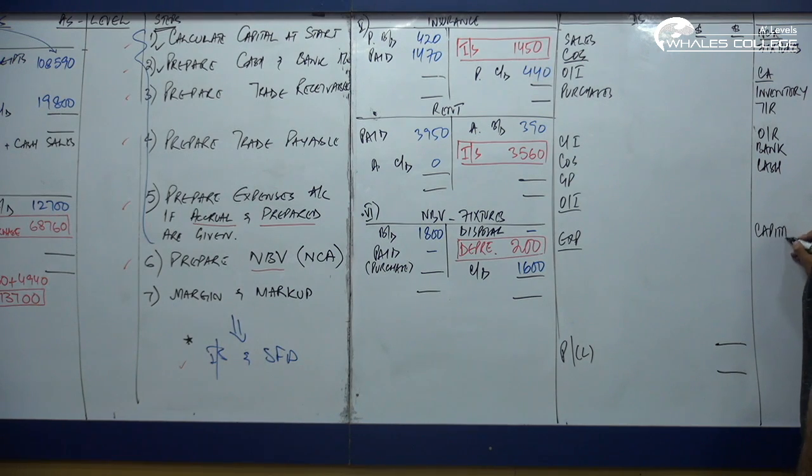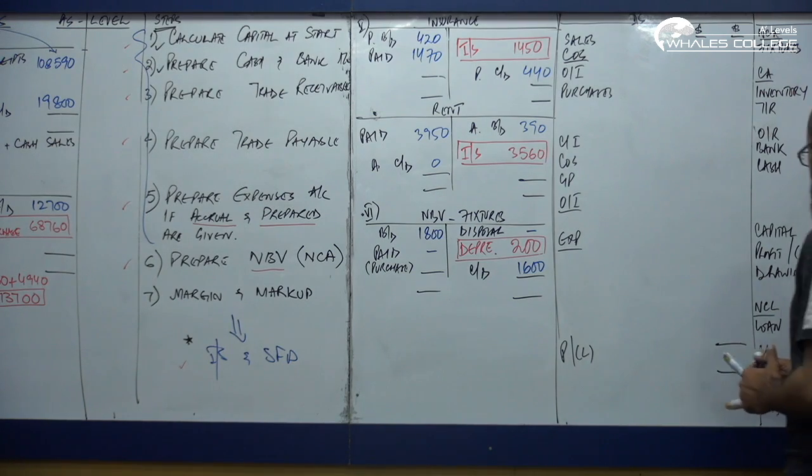Then we have capital, and of course you remember the capital over here is capital at start. Then add profit; if there is a loss, subtract. Drawings. Non-current liabilities, which is loan. Current liabilities: trade payable, other payable, bank OD. These are the 3 main current liabilities you may have.